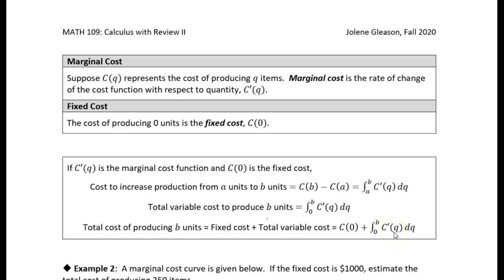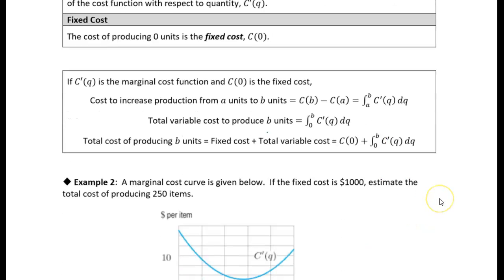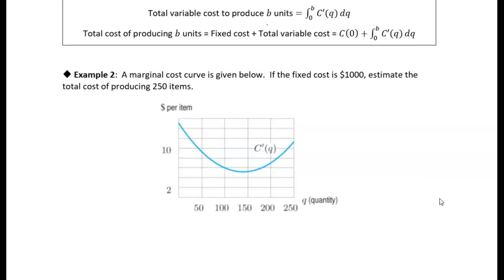All right, let's look at an example. It'll make more sense when we look at it in context. So here in example 2, we're given a marginal cost curve. And we're told that the fixed cost is $1,000. I got to keep that in mind. And we want to estimate the total cost of producing 250 items.